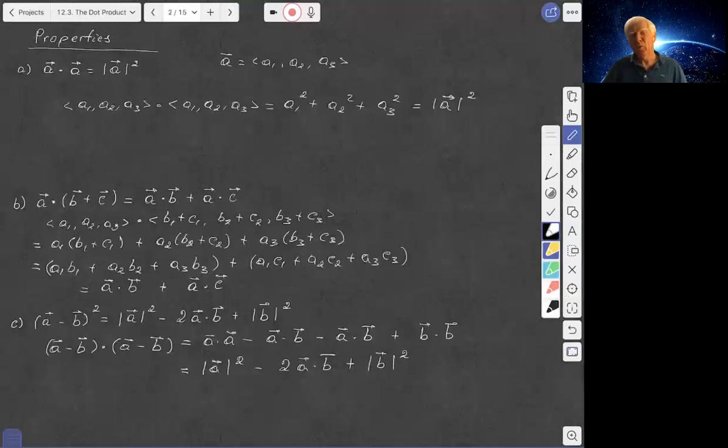We will discuss more properties in upcoming videos, and we'll dig deeper into the dot product and its interpretation in terms of vectors and geometry.